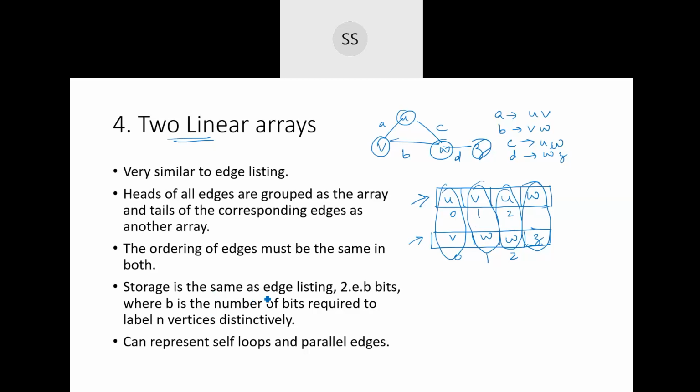The storage is the same as edge listing. Obviously 2 into E into B. The number of edges is 4, so 2 into 4 into 1, that is 8 bits we need. Even self loops and parallel edges we can represent. You just have to understand the concept.